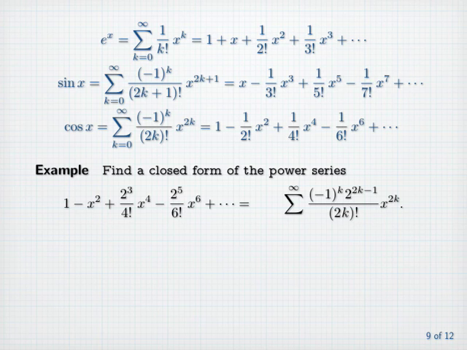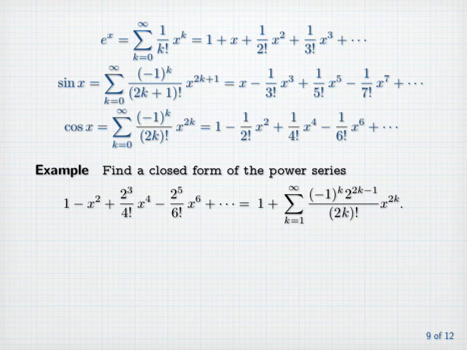That formula works for all terms except the first one, the constant term 1. So let's write the series as 1 plus the sum from k equals 1 to infinity of minus 1 to the k times 2 to the 2k minus 1 divided by 2k factorial times x to the 2k.